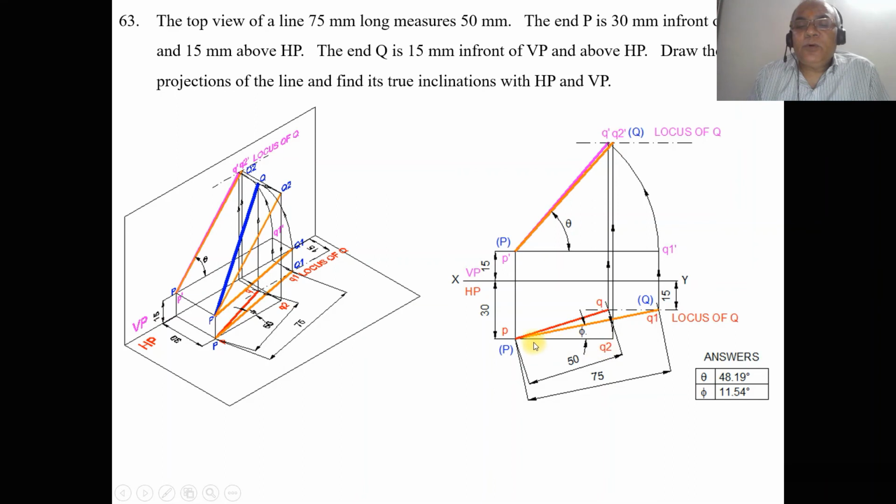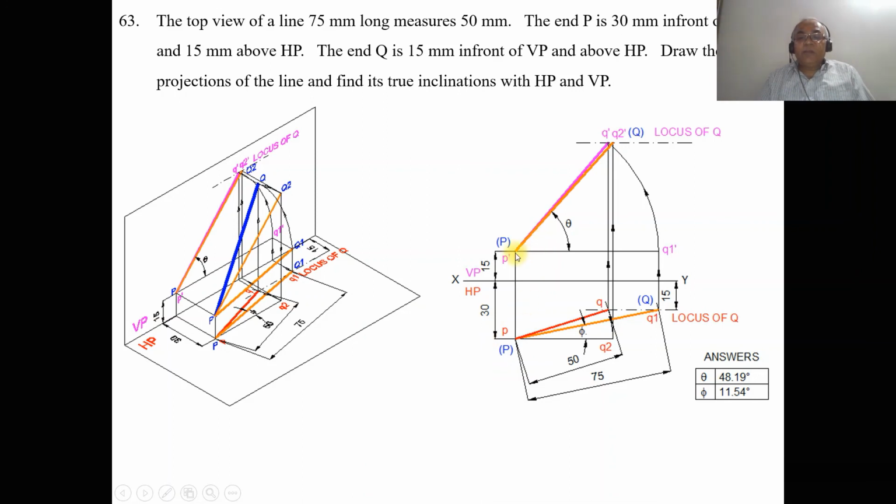Then again with P as center, taking the radius of PQ, draw an arc using the compass such that both P and Q2 are in front of VP by 30 mm, and you mark this point as Q2. Through Q2, you draw a vertical projector to the front view so that it cuts the locus of Q in the front view, and you mark this point as Q2 dash. As we know that PQ2 is parallel to XY in the top view, obviously it will be in true length. So you mark this point as capital Q here. Then join P dash Q2 dash with a little bit thicker line than the XY line.